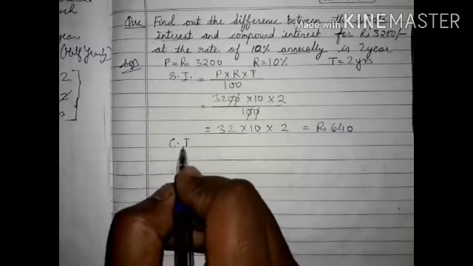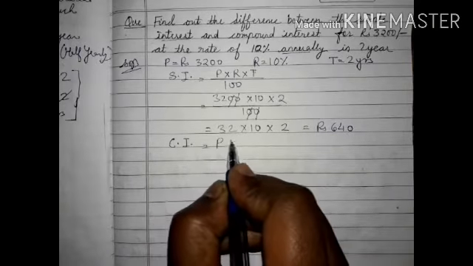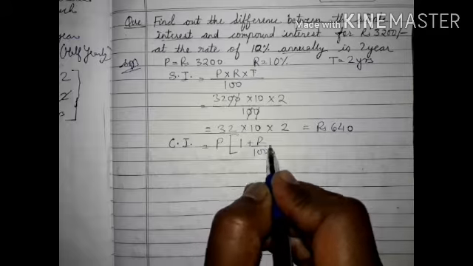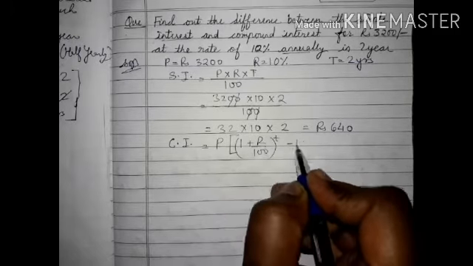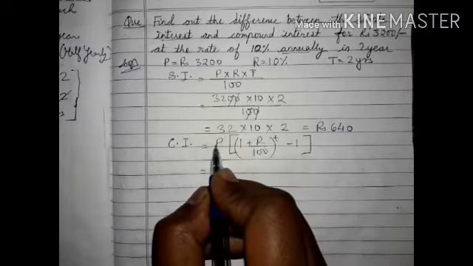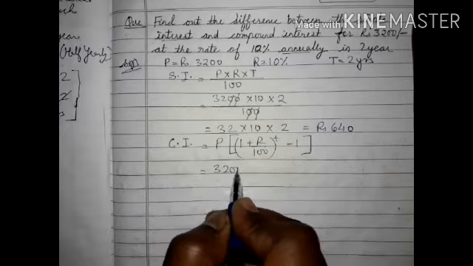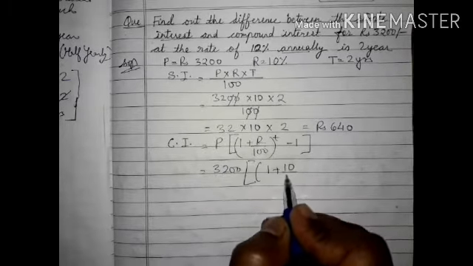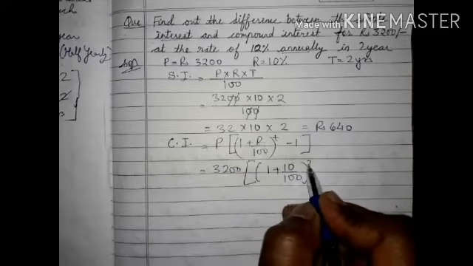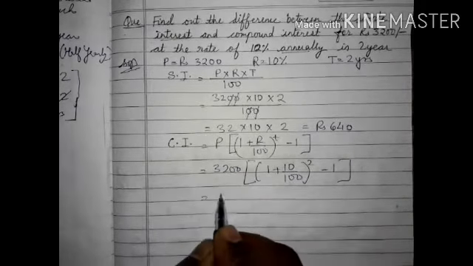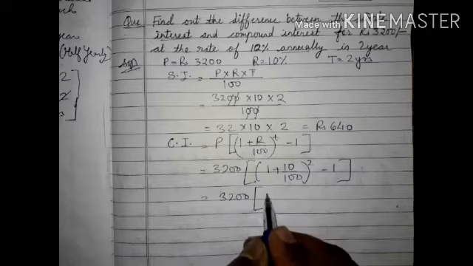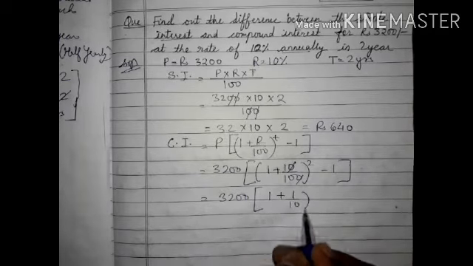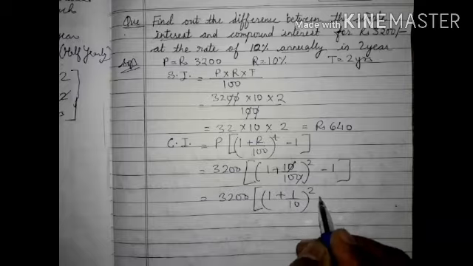So compound interest we can find by direct formula, principal, big bracket, 1 plus r upon 100 power t, minus 1. So principal is what? 3200. Now 1 plus r value is 10 upon 100 power 2 minus 1. Now 3200, 0 0 cancel, 1 plus 10 upon 2 power 2 minus 1.